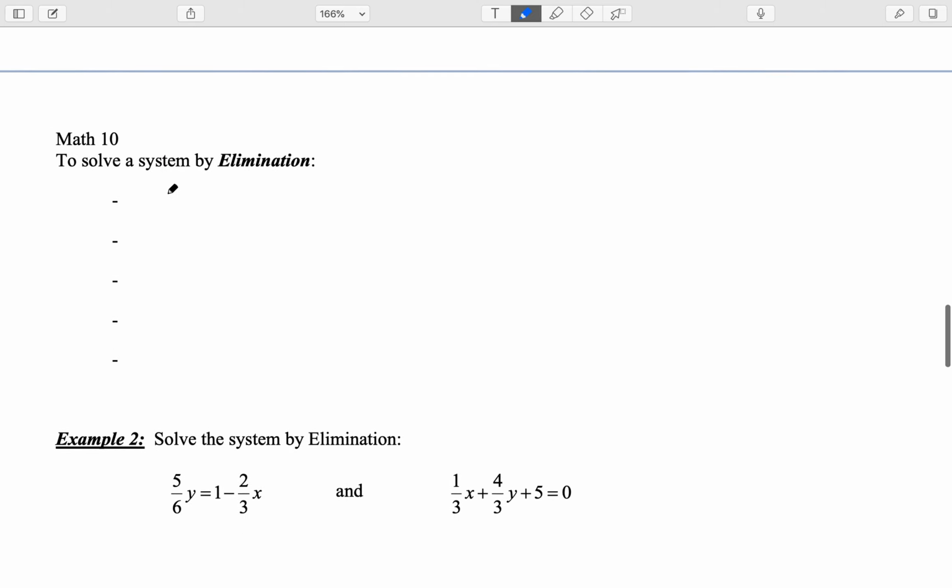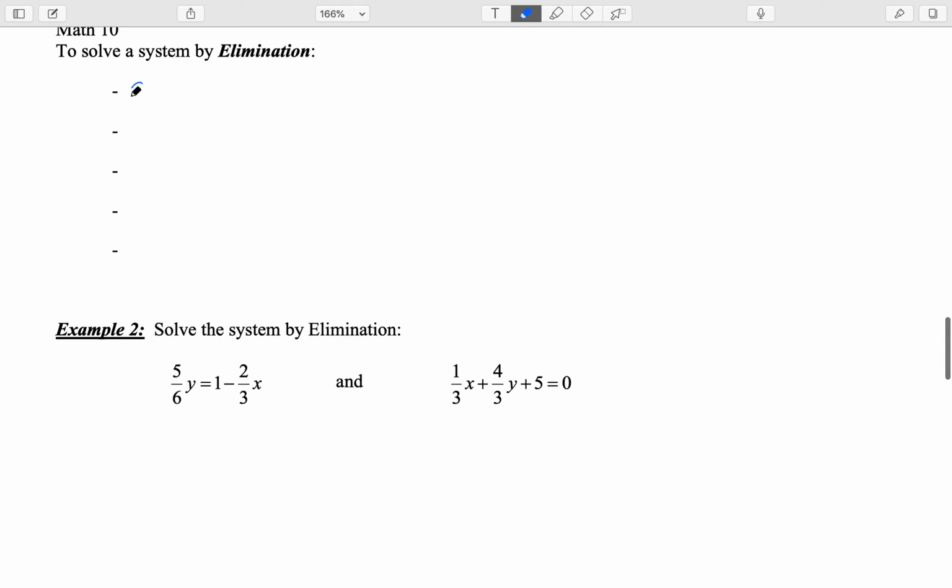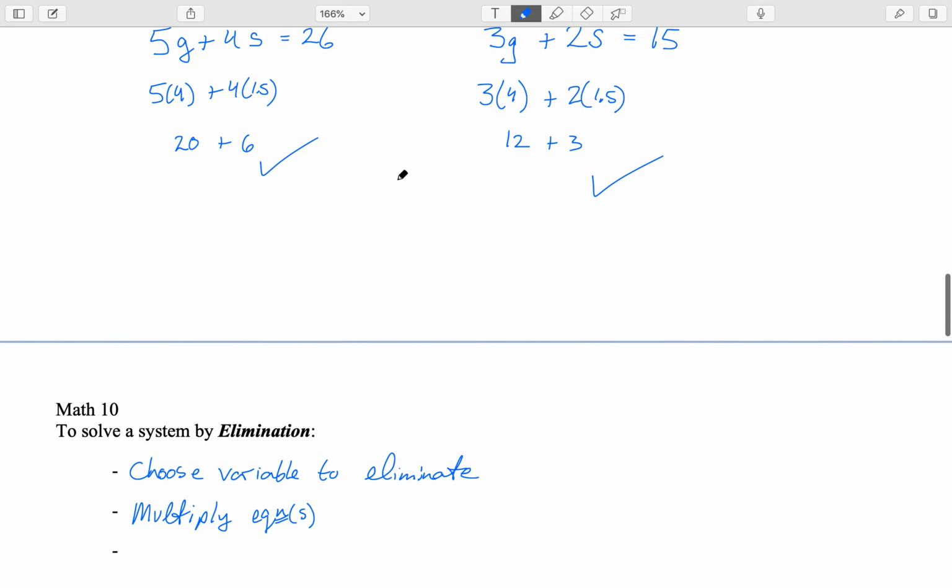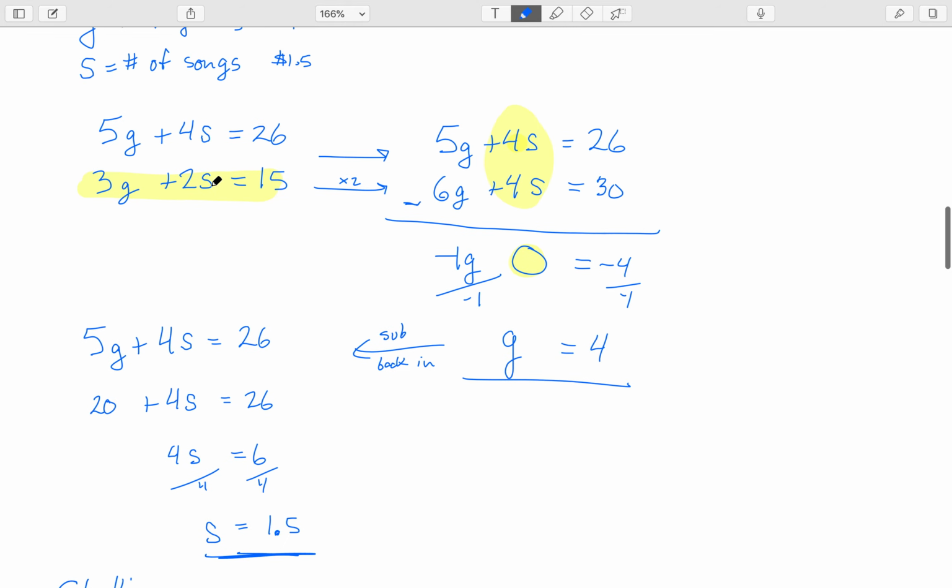So here's what we did. My first step, I choose a variable to eliminate. Which one do you want to get rid of? Then I multiply either one of the equations or maybe both of the equations. But in this last one, I only had to do it to one. I only had to double this one because then that became a 4s.